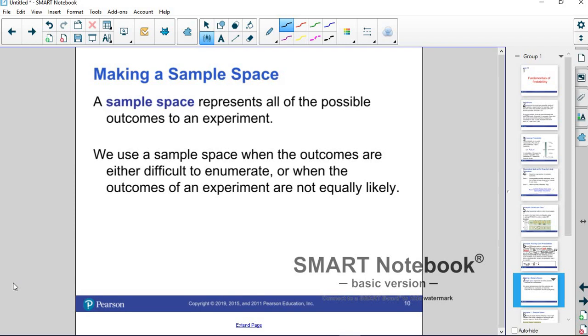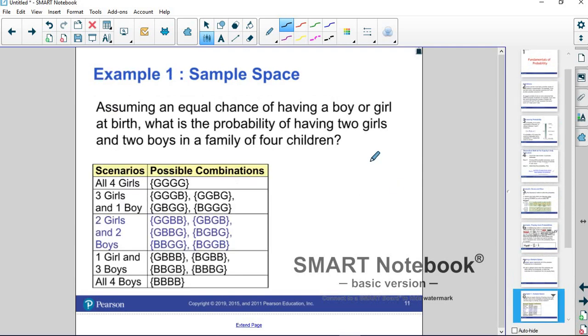So I talked about how counting is the challenge, and so one good way of helping you determine the number of items possible is to make a sample space. A sample space represents all of the possible outcomes to an experiment, and we use these when the outcomes are either difficult to enumerate or when the outcomes are not equally likely. And that's the example that I have for you here.